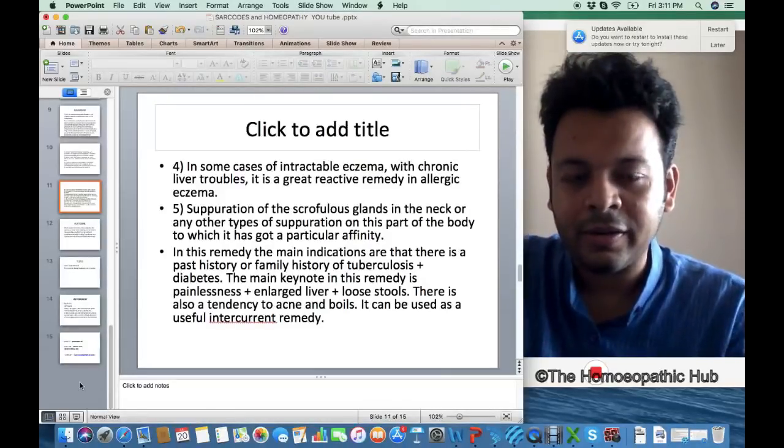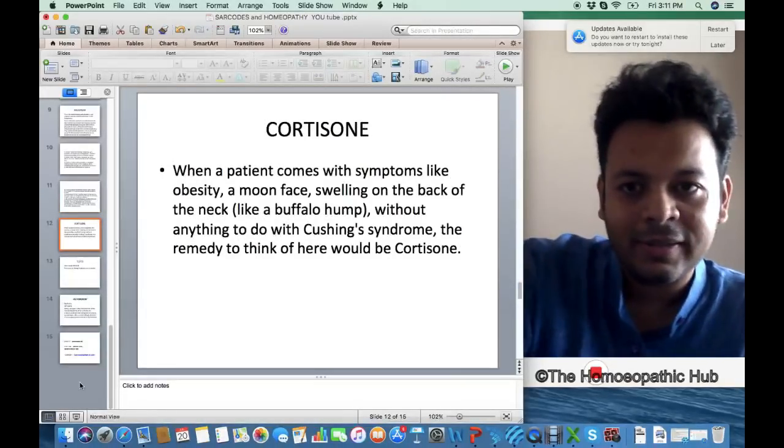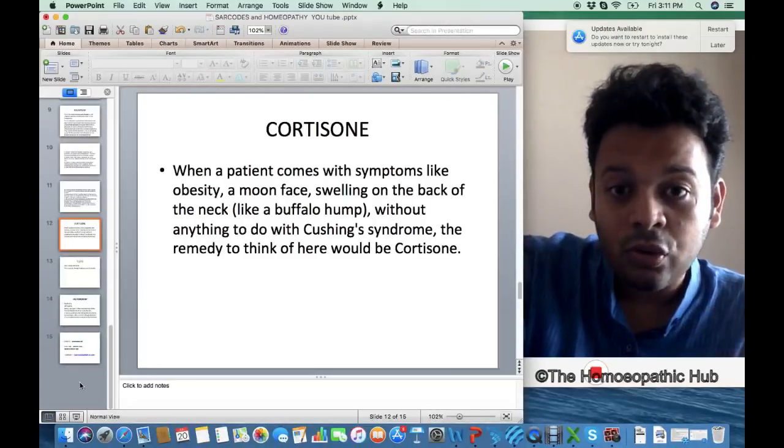These are all organ remedies, so you won't find them in rubrics. Sometimes you have to think out of the box, so think about this.